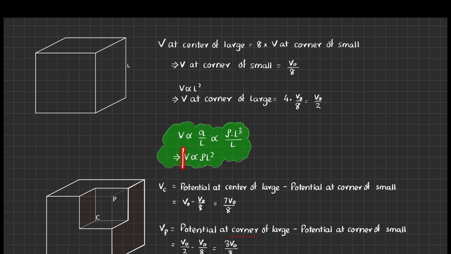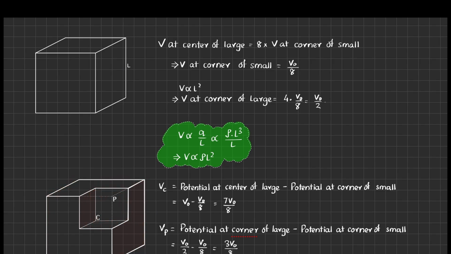So directly I got the proportionality as V proportional to rho into L square. As long as rho is the same, potential is proportional to length square. So what does this say? This says, see, our larger cube has potential at the corner as V naught. So this entire diagram's potential here should be V naught if this corner portion is also present.